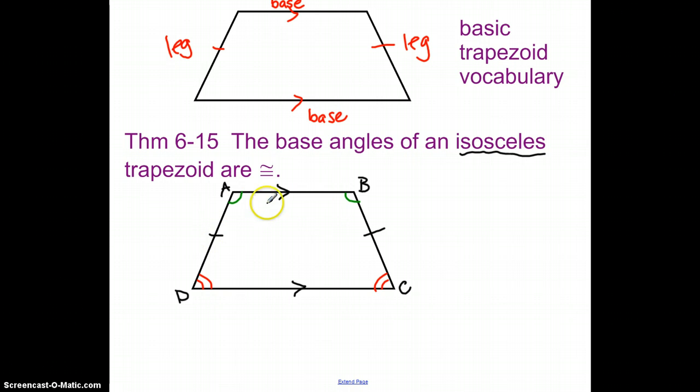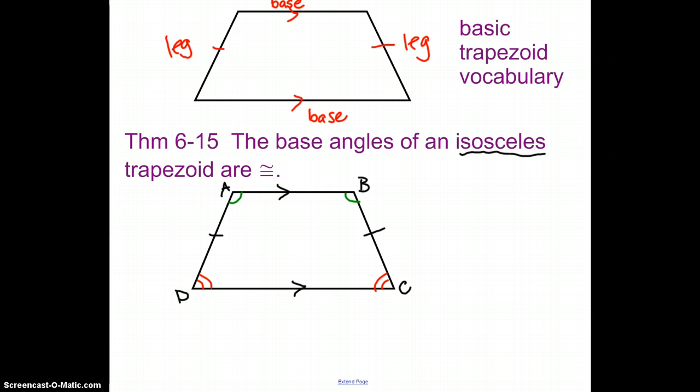So in this kind of a picture, here's our trapezoid, there's our bases. The base angles of an isosceles trapezoid are congruent, according to theorem 6.15, which means that A and B, these base angles, are equal to each other, and these base angles are equal to each other.